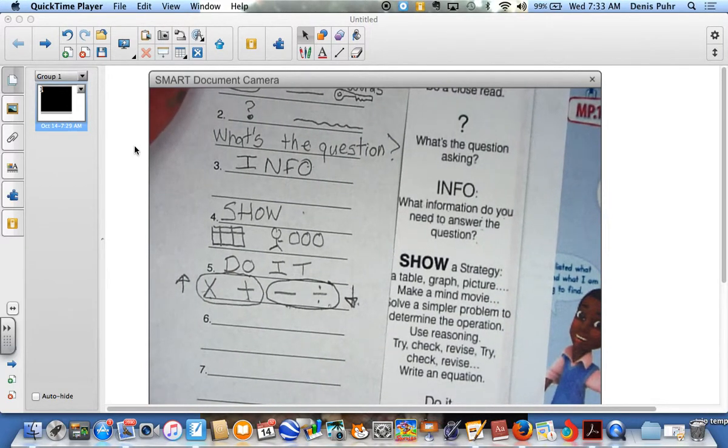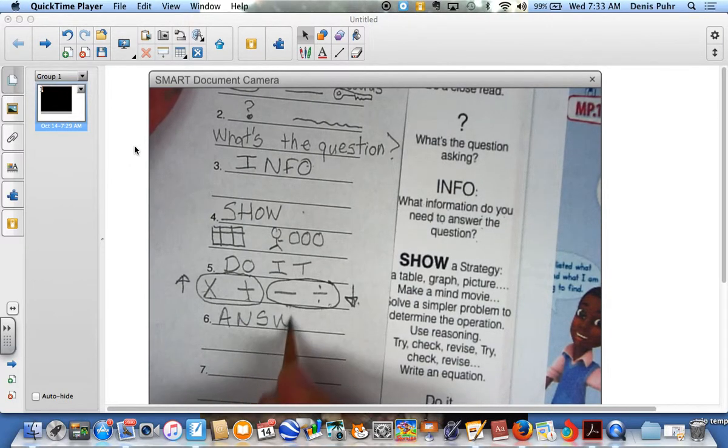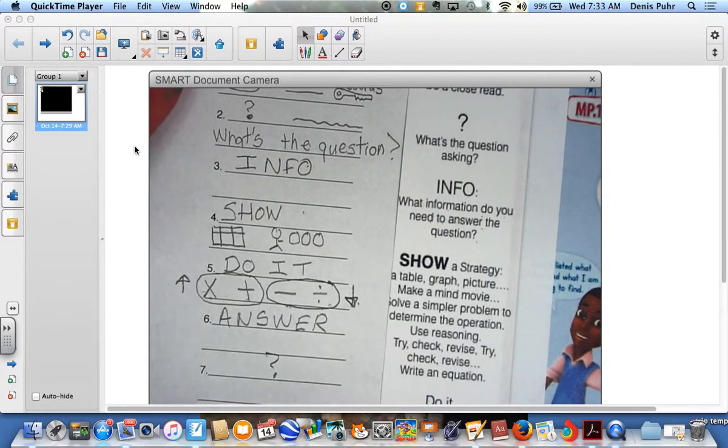Okay? Number 6, you have to do your work and answer it. Then the last one, always ask yourself the question, does it make sense?